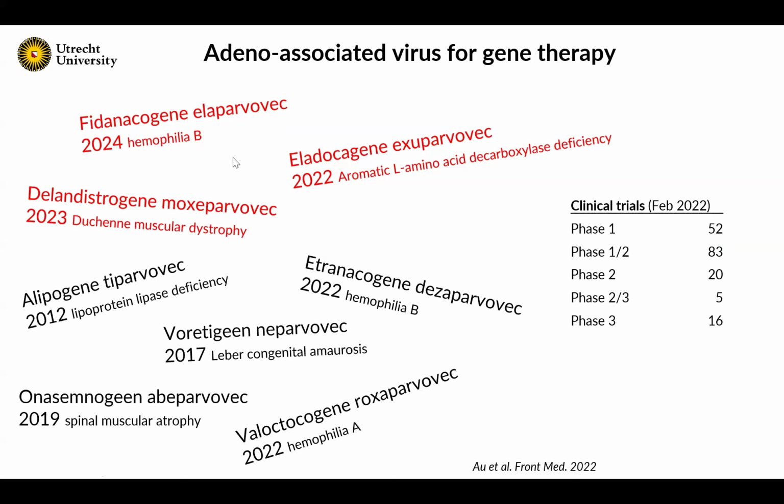The most recent one here in the corner, in 2024, which is directed also against hemophilia B, is the latest addition. Of course, there are many more trials ongoing and research into the use of AAVs for gene therapy. So hopefully in the future, I can keep adding more and more therapies to this list, which would, of course, be very exciting to see.